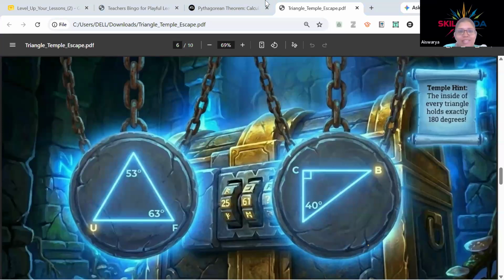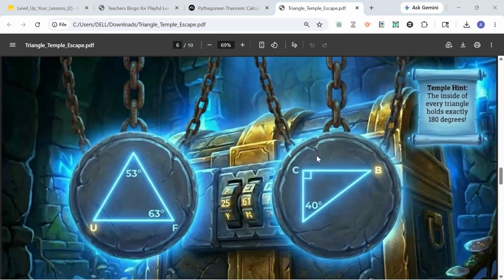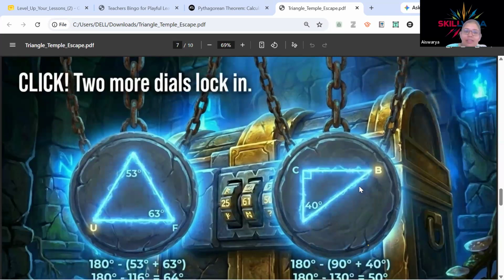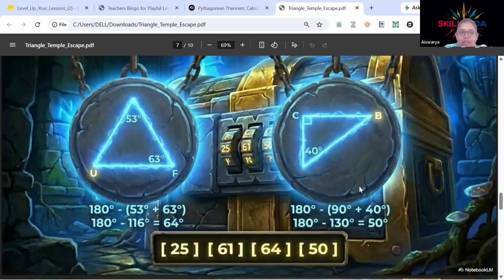So 64 and 50. Thank you. Ma'am, 64 and 50. Okay, Bharti ma'am, thank you. Let's see. Great. So that's right. So these are the other two dials, 64 and 50. That's right. The same sums in a worksheet where we are teaching about the Pythagorean theorem and interior angles. I have tried to make it like an escape room.